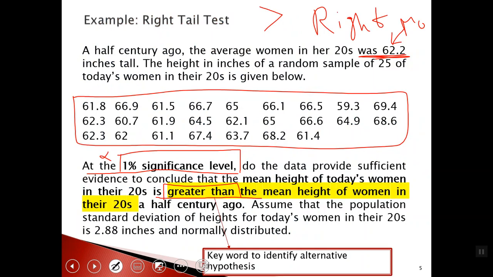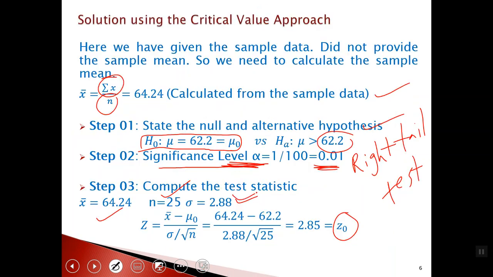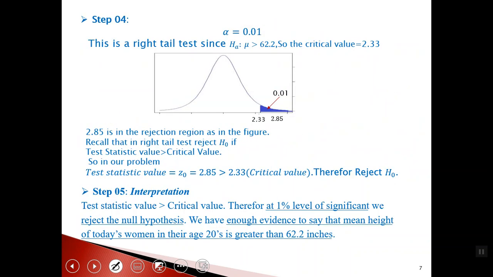What is the standard deviation? They have given it here. I forgot to tell you: the standard deviation of the height of today's women in their 20s is 2.88. So you know that value. Clear? Now you have to plug all the values into this formula and get the test statistic value. It is 2.85.